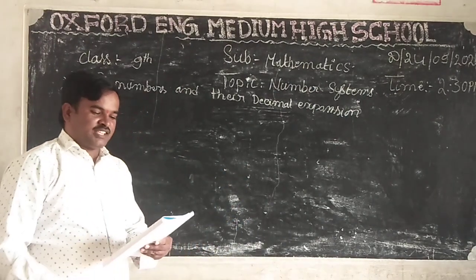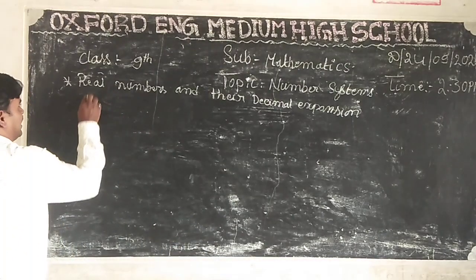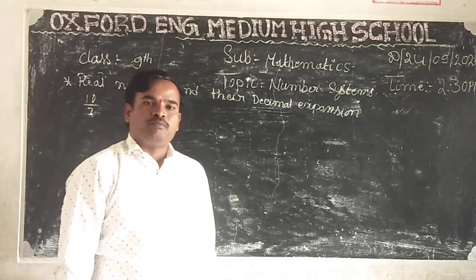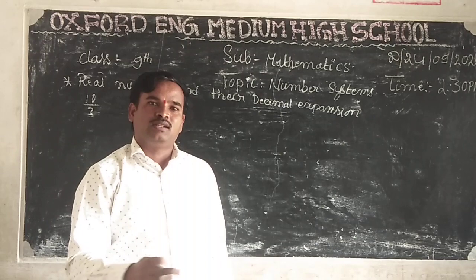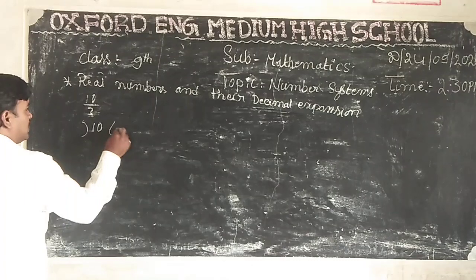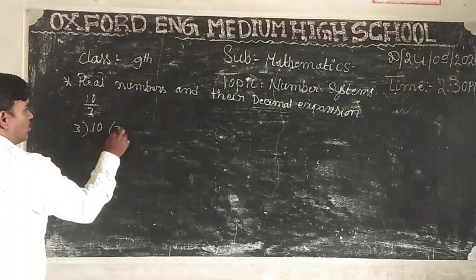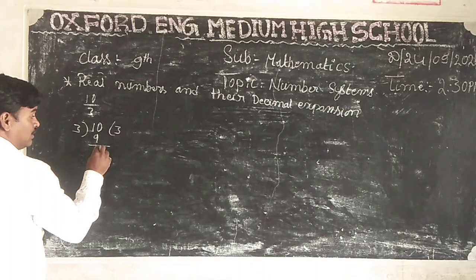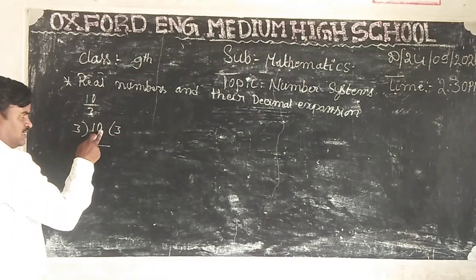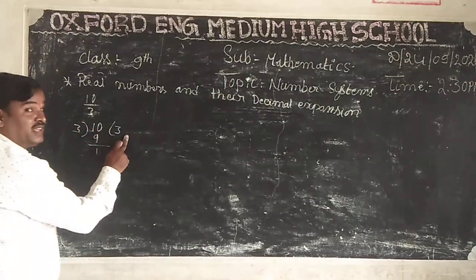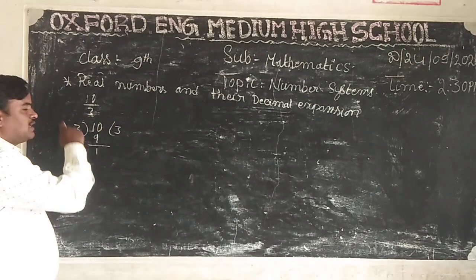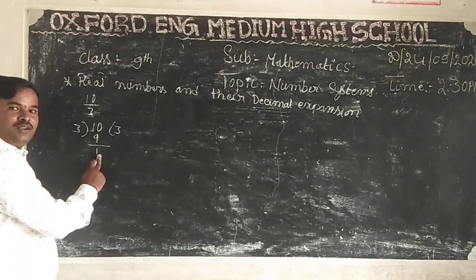So, find the decimal expansion of 10 by 3. See children, there is no complication here; for those who know division, it is very easy. 10 divided by 3, 3 threes are what? 9. What is the remainder? 1. See here, 1 is the remainder, 10 is the dividend, 3 is the divisor, 3 is the quotient.